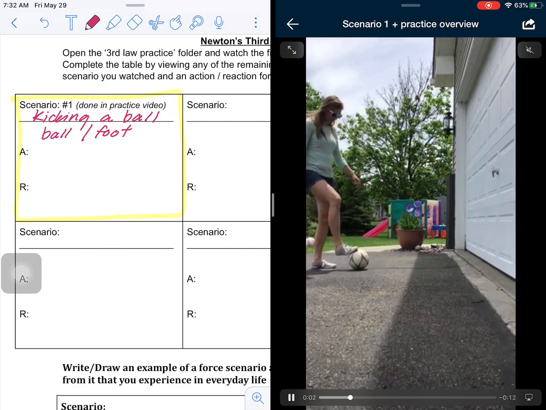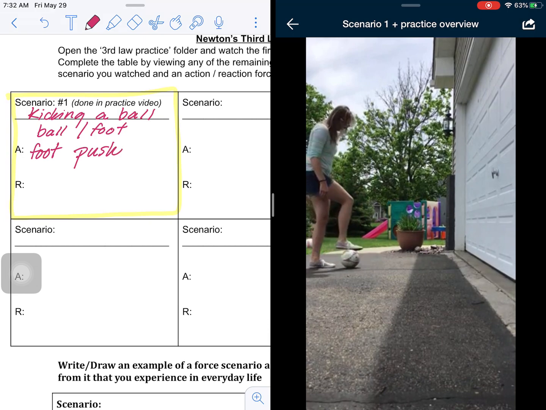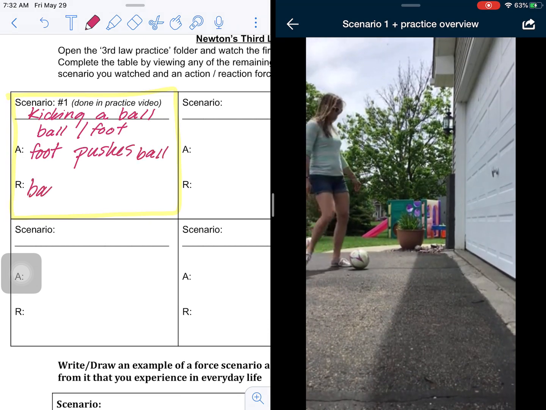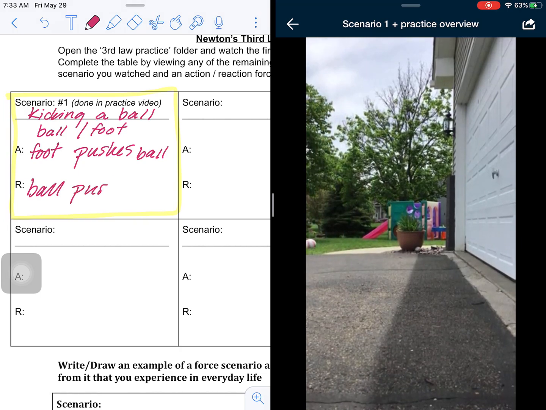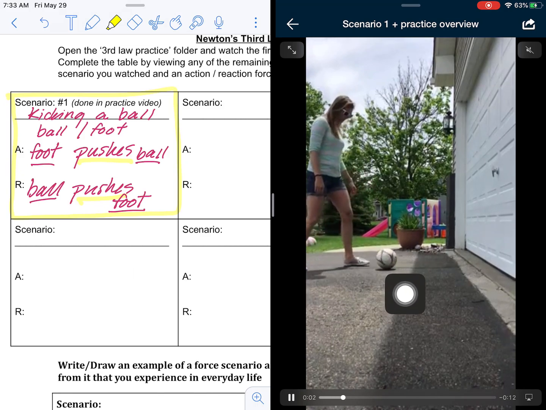So obviously in this example, the foot pushes the ball, and the reaction would be ball pushes foot, right? We've got the two objects in each of the action reaction statements, and right in between is that keyword talking about the force. Okay, that's not the only one happening in this.